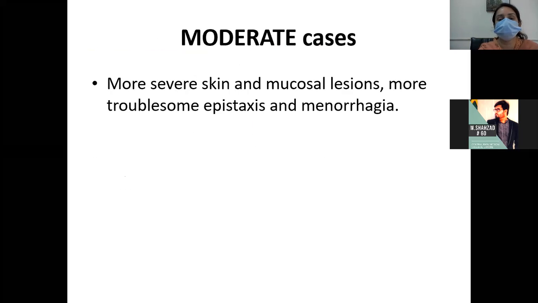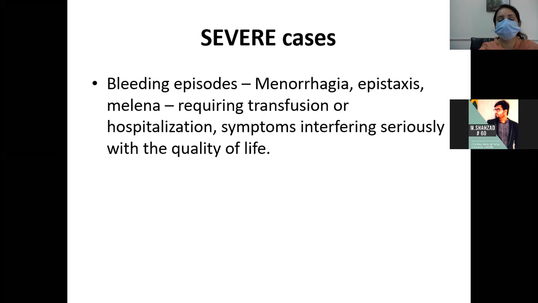So next, in moderate cases, there are more severe skin and mucosal lesions, and more troublesome epistaxis and menorrhagia. While in severe cases, there can be bleeding episodes. These can be in the form of menorrhagia, epistaxis, melena, and these will require transfusion or hospitalization of these patients. These symptoms seriously interfere with the quality of life in these patients.